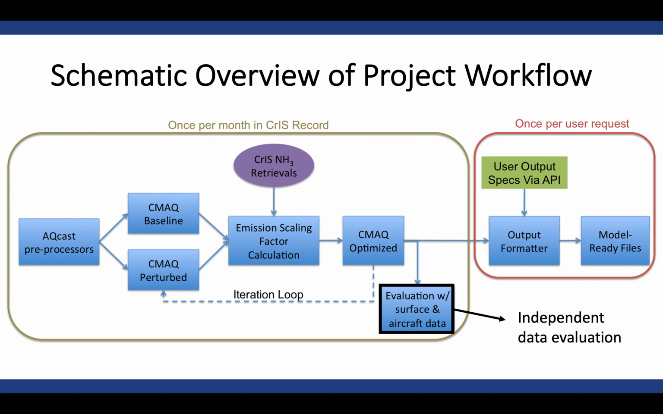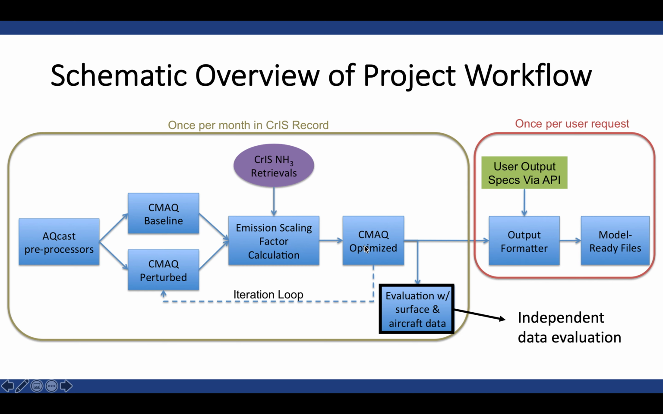So here's kind of a schematic overview of how we're trying to do this. All of it is being done on Amazon Web Services, and it begins with our AQCast preprocessors, where we're running WRF and all of the preprocessors for CMAQ. We run a couple versions of CMAQ, a baseline and then perturbed, where we perturb the emissions of ammonia. And then the results go into this emission scaling factor calculation, which is where the CrIS retrievals come in. And then that updates the final ammonia emissions, which then we run in a CMAQ optimized version. And then we can iterate over this loop toward a convergence of the final emissions.